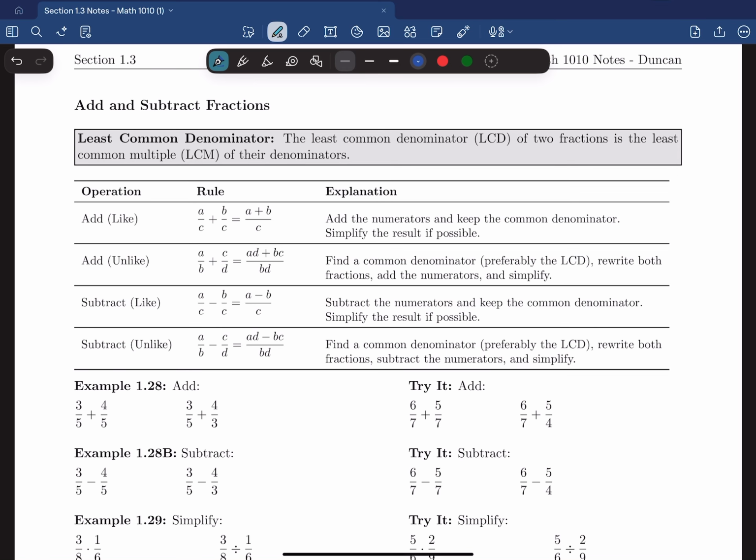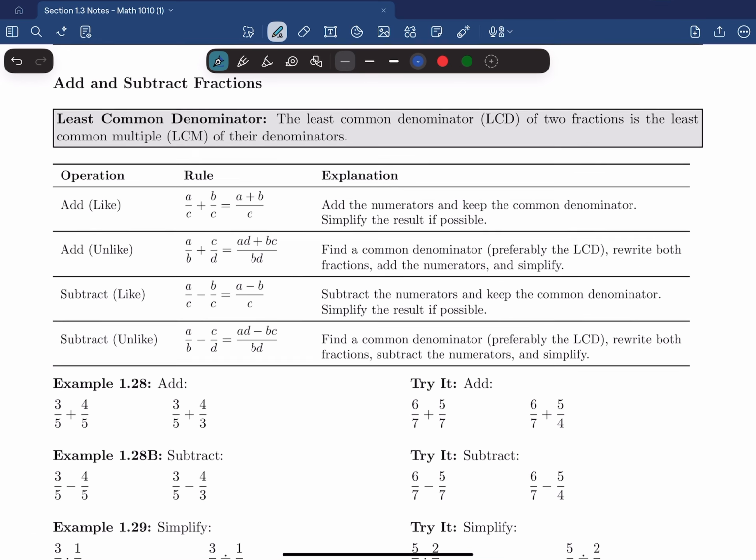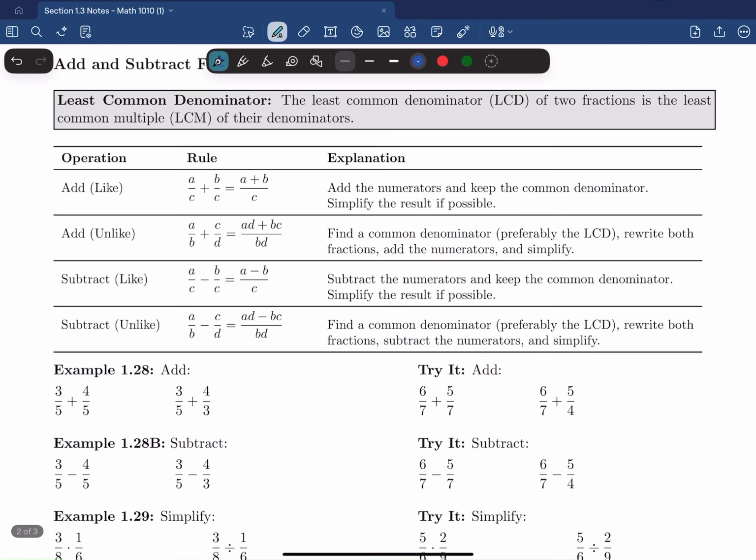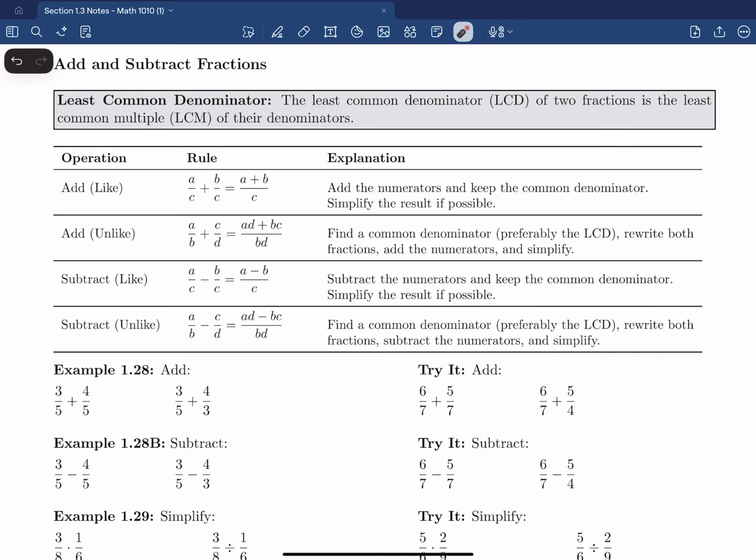So here are operations of addition and subtraction, but we have two different cases. So we have the addition and subtraction of fractions with like denominators. That's where you have the same denominator in both fractions, like we see here. If that's the case, it's really simple. We simply add the numerators and keep the common denominator. So take a and b and add them together in the numerator, and then just whatever your denominator was, keep it the same in your final answer.